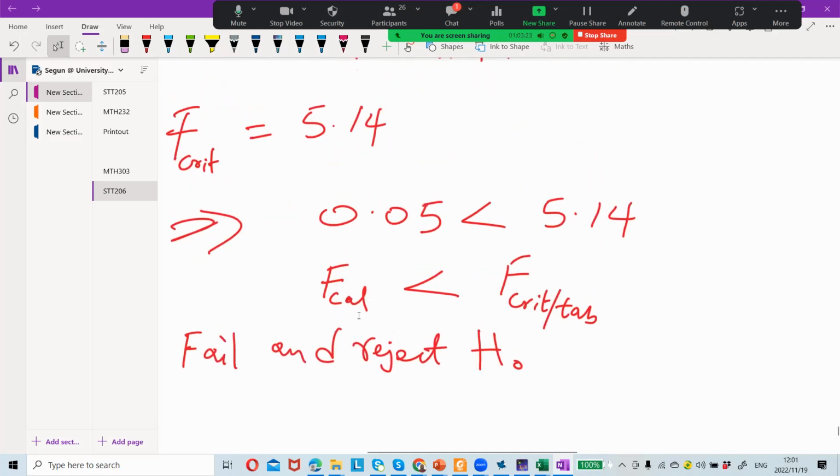Because anytime F calculated is greater than F tabulated, it simply means we have to reject the null hypothesis. If the computed is greater than the critical, we reject H naught, otherwise we accept our alternative hypothesis. Any question?